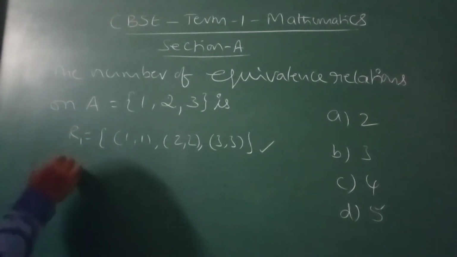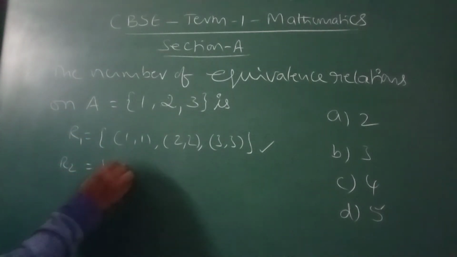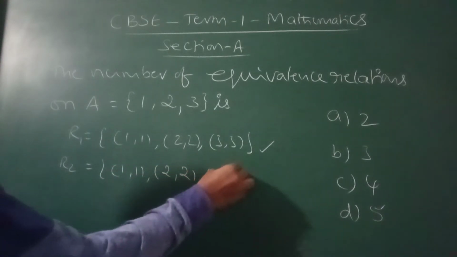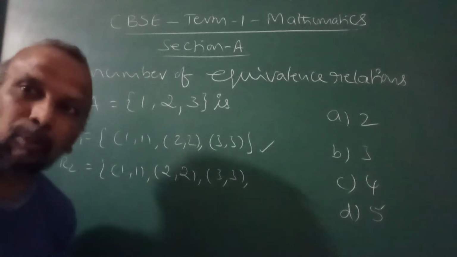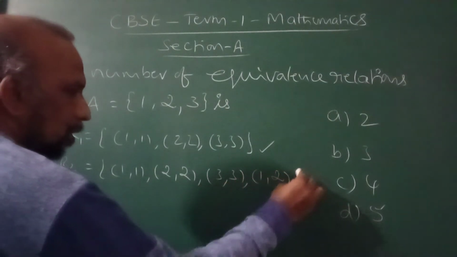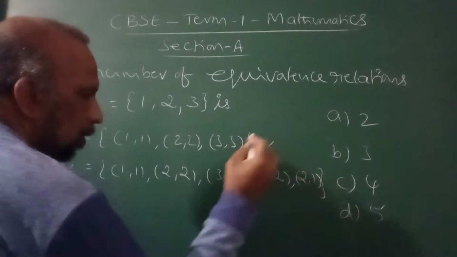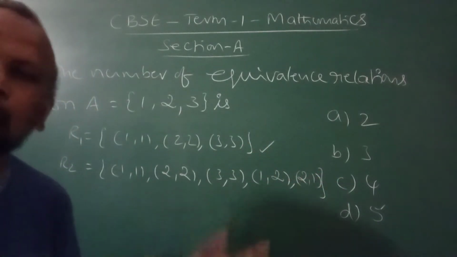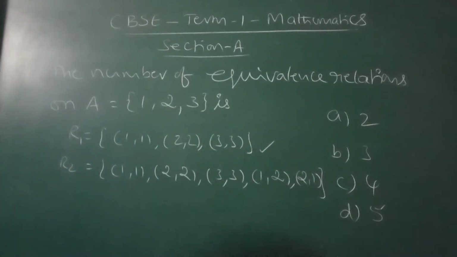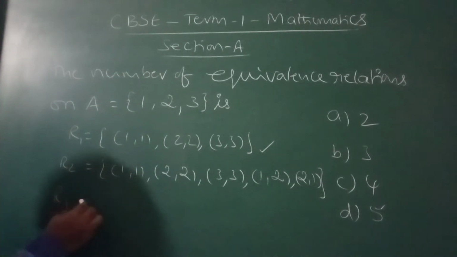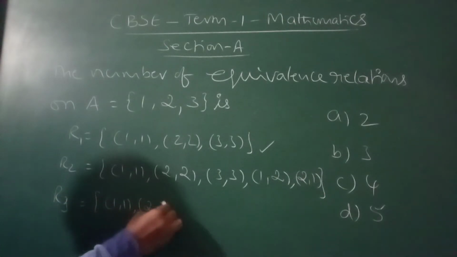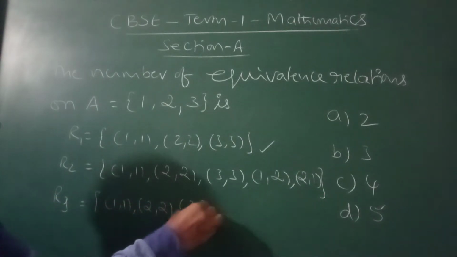Another one, let it be R2. The possible (1,1), (2,2), because these three should be required. Suppose along with this I keep (1,2). For symmetry, you take (2,1). So you check this: (1,2), (2,1) along with the ordered pairs. This is an equivalence relation. You take R3, which means (1,1), (2,2), (3,3).